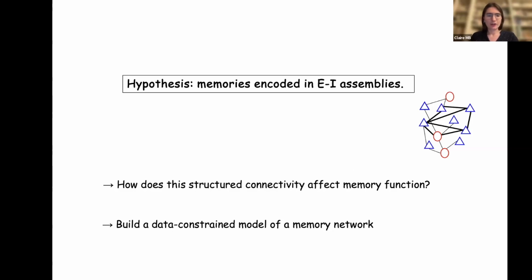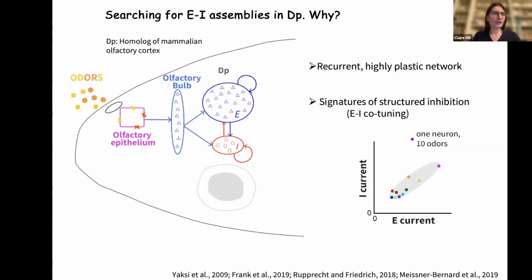To address this question, we will build a data-constrained model of a memory network. The data we will use is from DP, which is the zebrafish homologue of olfactory cortex in mammals. DP receives input from the olfactory bulb, which itself receives input from the olfactory epithelium, where odors are detected. So why do we use DP to search for EI assemblies?